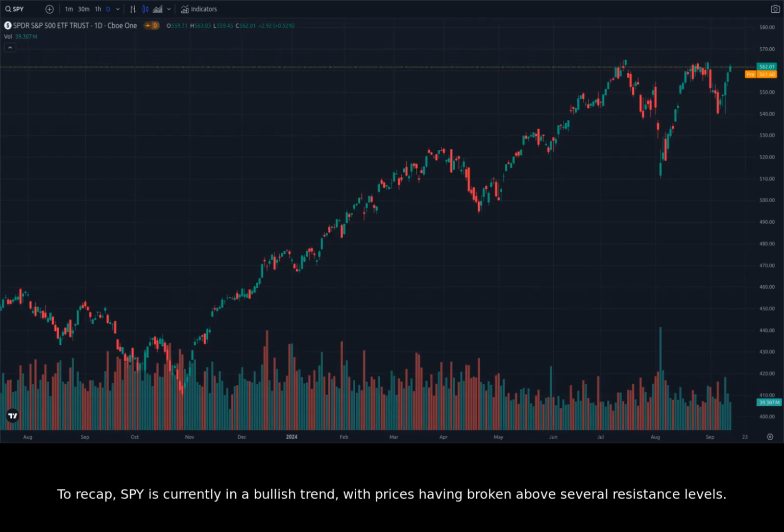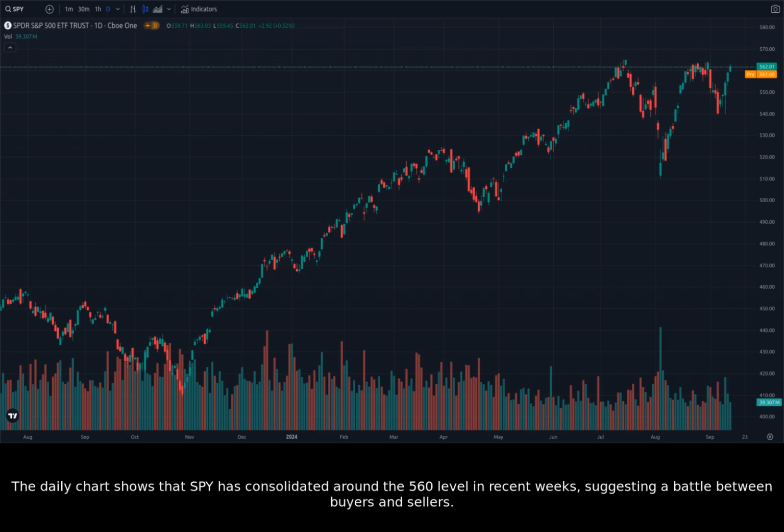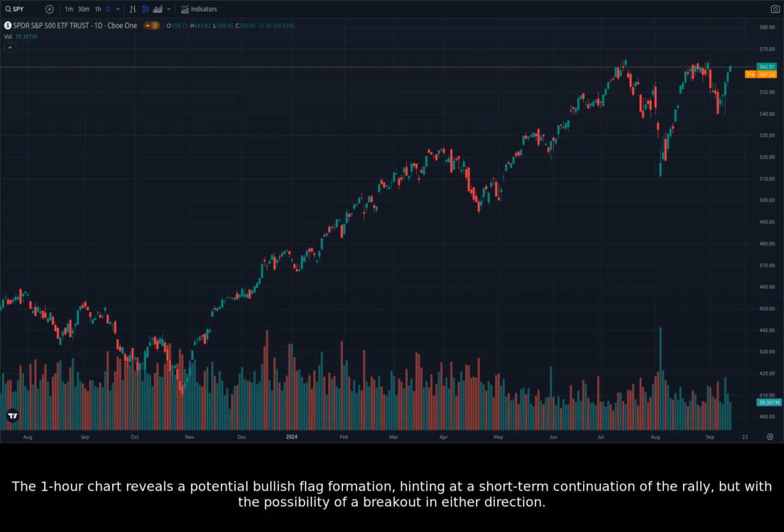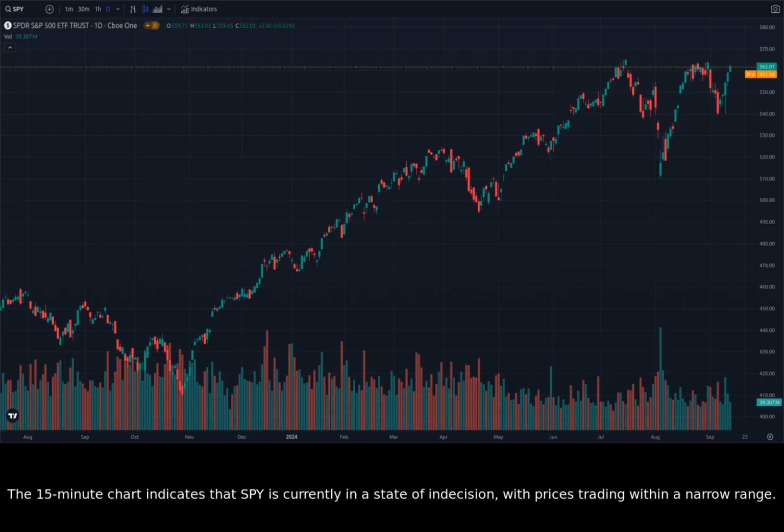To recap, SPY is currently in a bullish trend, with prices having broken above several resistance levels. The daily chart shows that SPY has consolidated around the 560 level in recent weeks, suggesting a battle between buyers and sellers. The 1-hour chart reveals a potential bullish flag formation, hinting at a short-term continuation of the rally, but with the possibility of a breakout in either direction. The 15-minute chart indicates that SPY is currently in a state of indecision, with prices trading within a narrow range. The key price levels to watch are the 558 support level and the 563 resistance level.